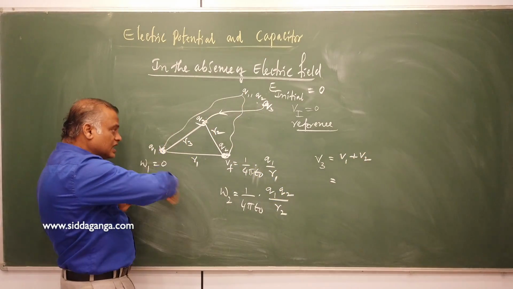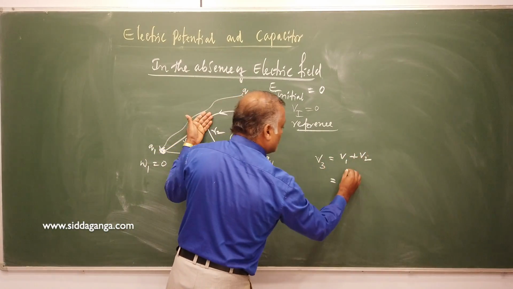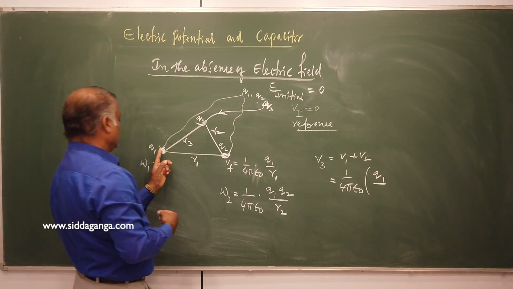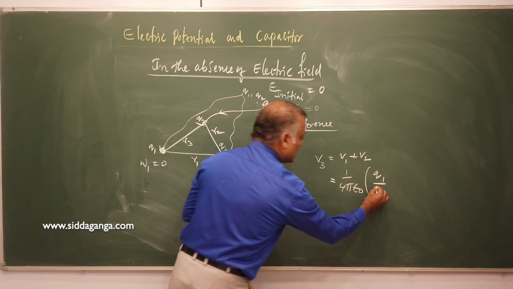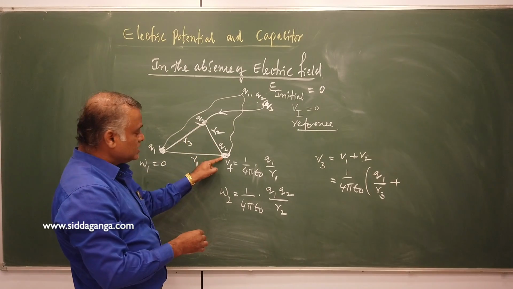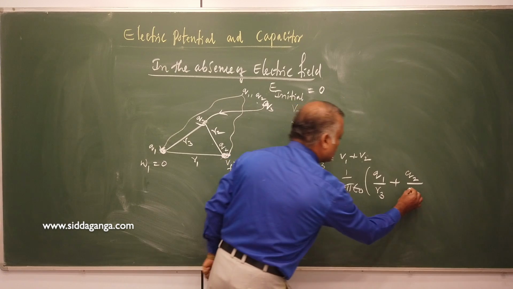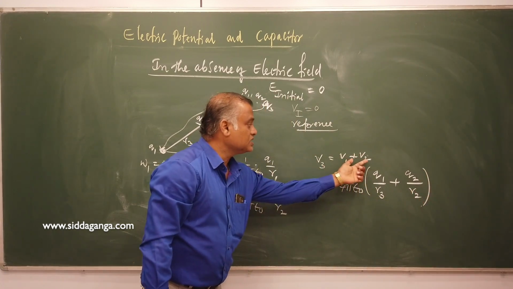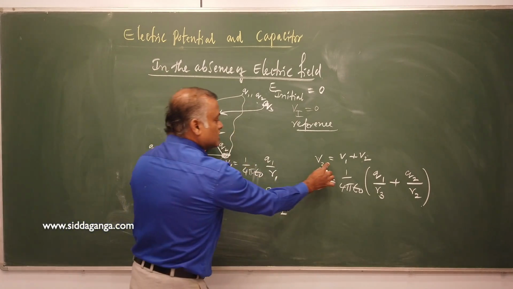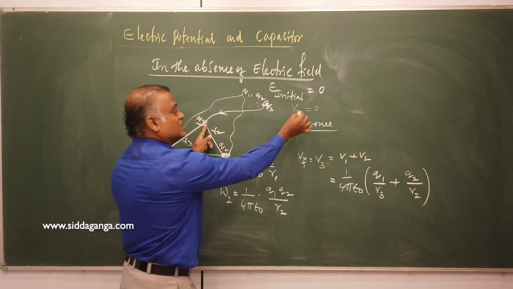Point 3 is surrounded by how many charges here? 2. Therefore, potential at point 3 is the sum: 1 by 4 pi epsilon naught Q1 divided by R3, plus another potential at point 3 by this charge, that is Q2 divided by R2. You got 2 potentials here because of these 2 charges. So now the final potential at point 3 is V3. This is V final at point 3. What is the initial here?